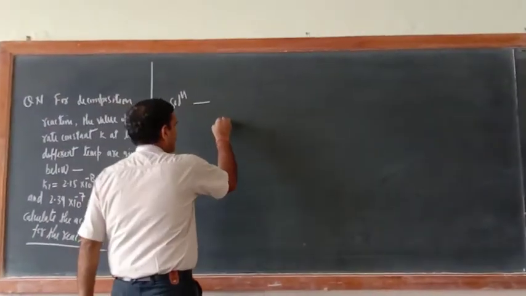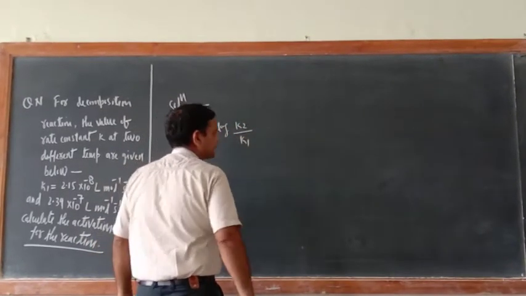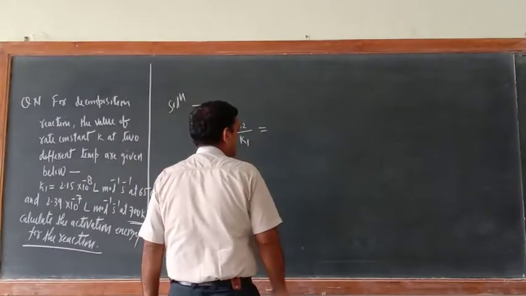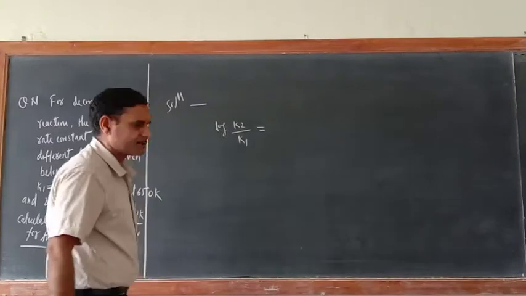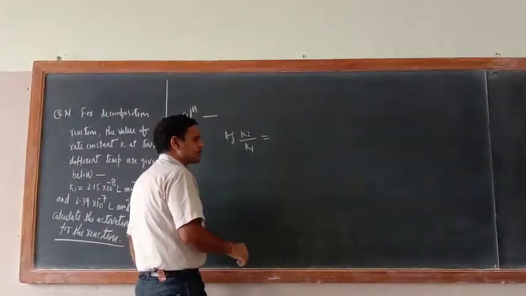And what is the formula here? Log K2 by K1 equals what? Another form of this equation equals what?